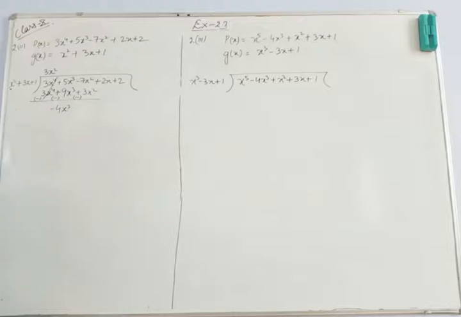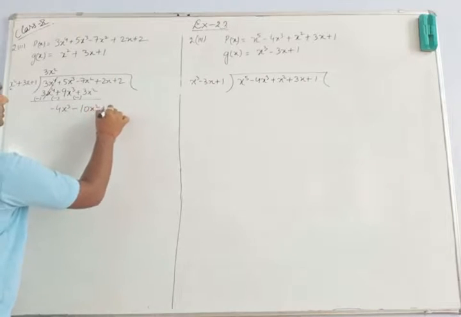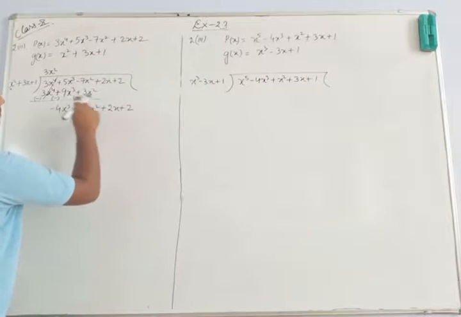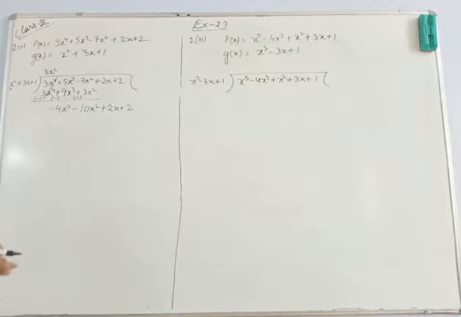Because subtraction will happen, this one is negative and this one is positive, opposite signs they are. So that is why subtraction. Now minus 7x square minus 3x square will give you what? Minus 10x square plus 2x plus 2. Both are minus, so they will get added.